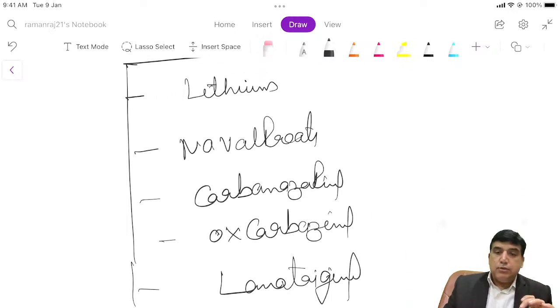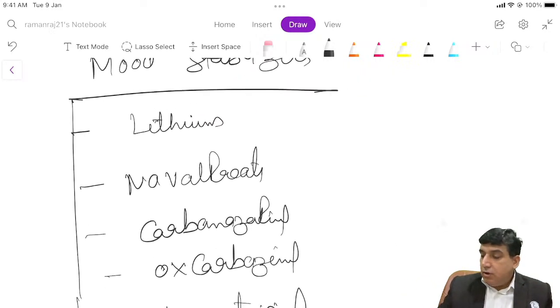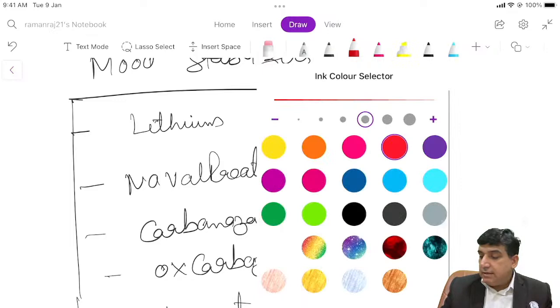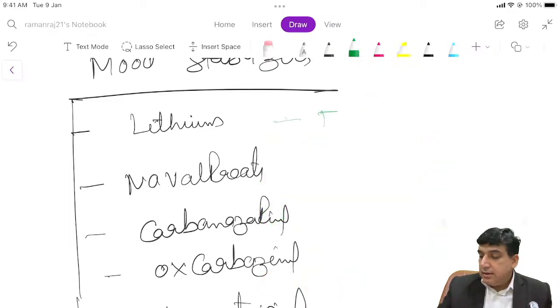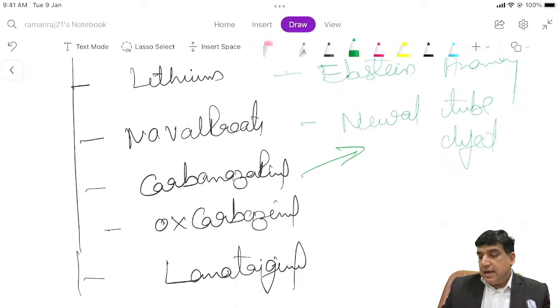100% one MCQ they will ask from this area. Okay, lithium. What's the teratogenic side effect of lithium? We have Ebstein anomaly. Okay, sodium valproate, neural tube defect. Okay, carbamazepine also neural tube defect.